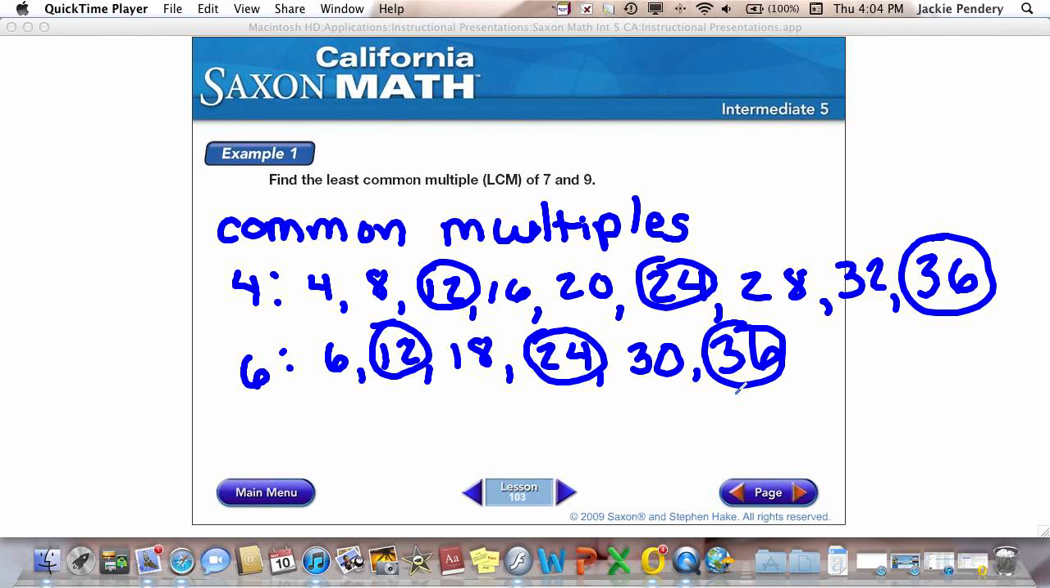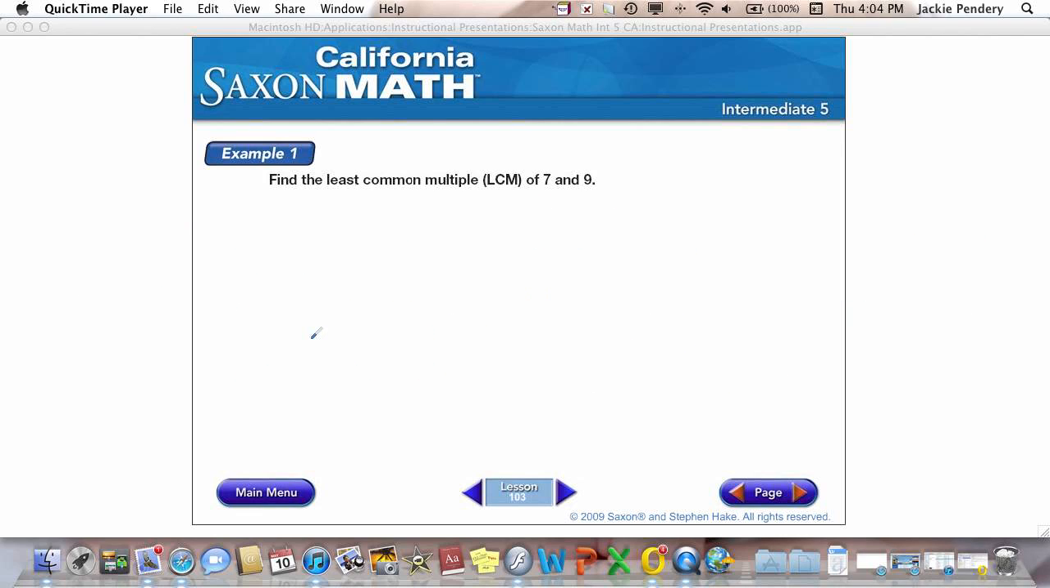Today we're going to talk about finding the least common multiple. So the least common multiple, or LCM, is the smallest number that both factors go into. So for this example, 12 is the smallest, or the least common multiple, of 4 and 6. So let's look at the LCM, or the least common multiple, for 7 and 9.